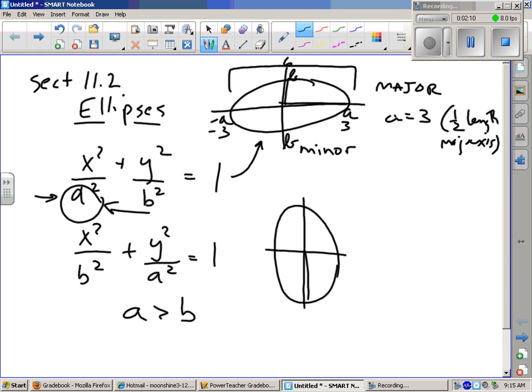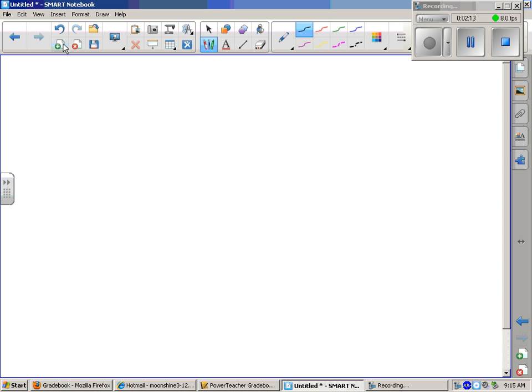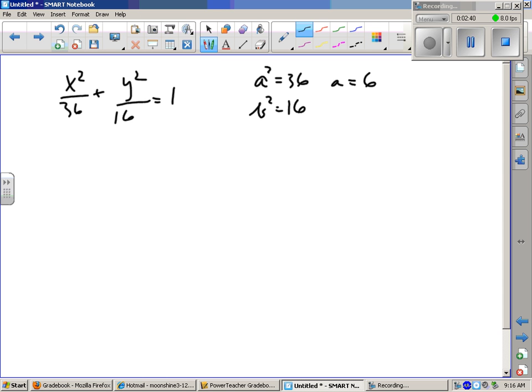So let's see if we can take an ellipse and draw it just from the information that I give you. All right, so we have x squared over 36 plus y squared over 16 equals 1. So first of all, which one's bigger? It's the a, so a squared is 36, that means a is 6. b squared is the smaller one, that means b is 4.